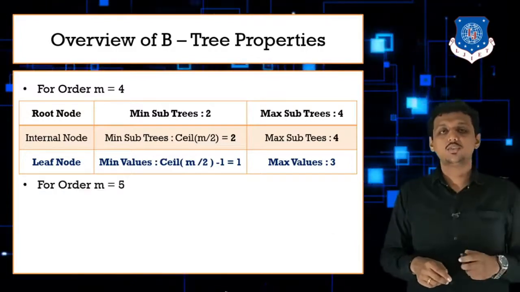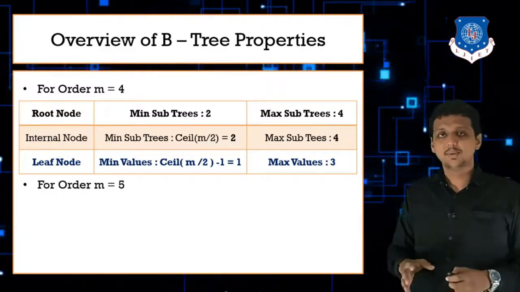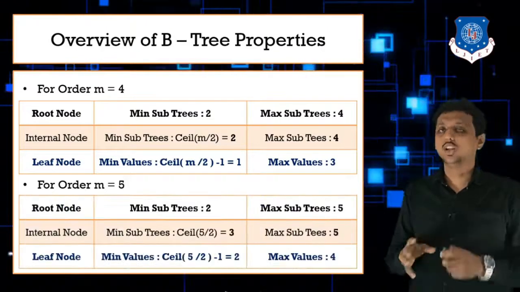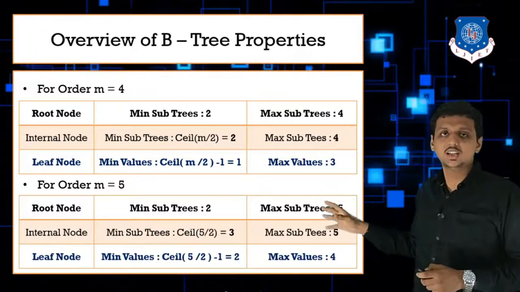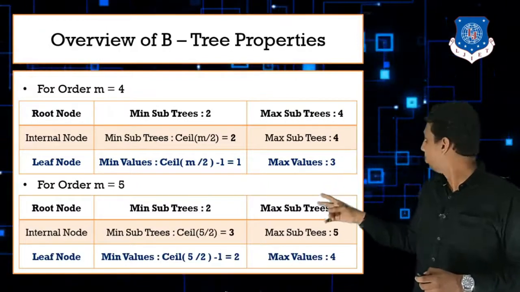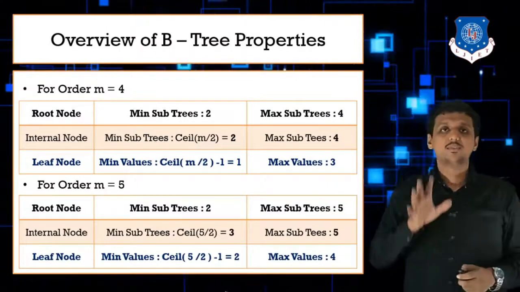Okay, what about the next? If the order is equal to 5, that is, m is equal to 5, then what are these nodes? The root node must contain a minimum of 2 subtrees and a maximum of 5 subtrees.